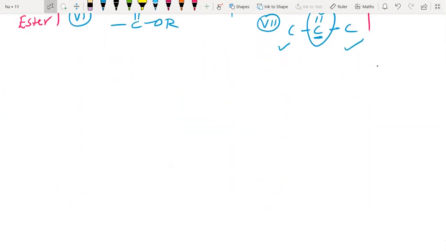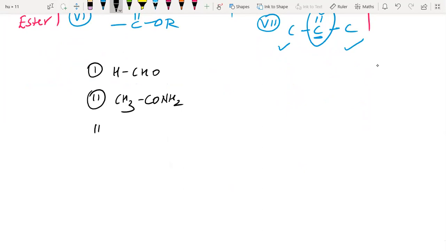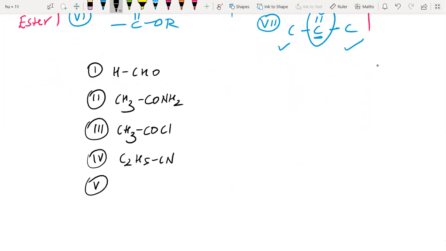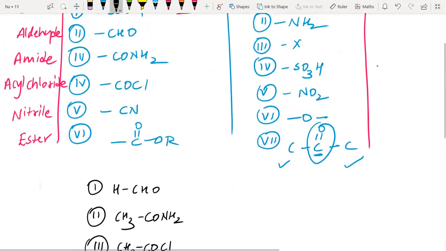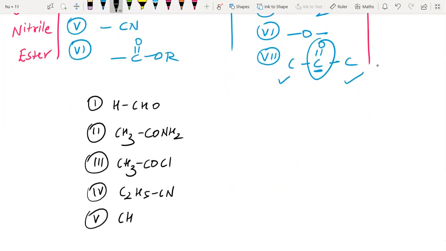For example, if we have HCHO, or CH3CONH2, next we have CH3COCl, or C2H5CN, we'll write it here. We'll see one more, the acid. And CH3COOC2H5, an ester, we'll write.